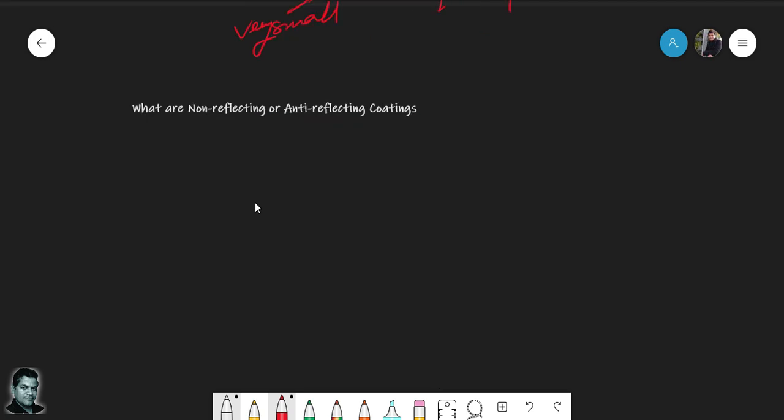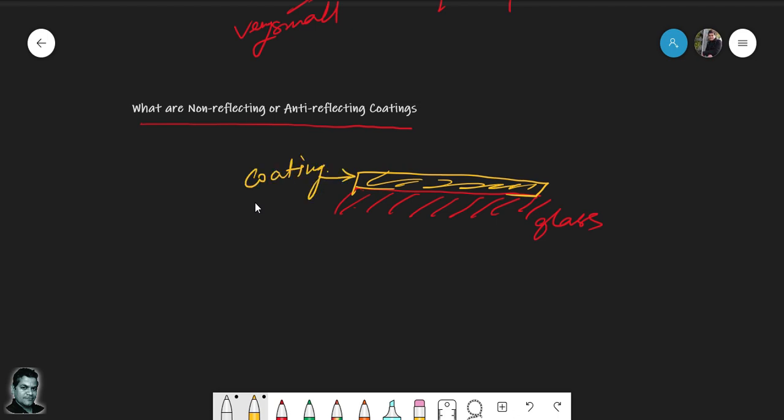So the third question is, what are non-reflecting or anti-reflecting coatings? Coatings are applied over a particular surface. So let's say there is a material, let's say a glass plate for our convenience, and on top of it you have a coating. Obviously, as the name suggests, anti-reflecting or non-reflecting coatings are those which, when applied over a surface, don't allow any light to get reflected.